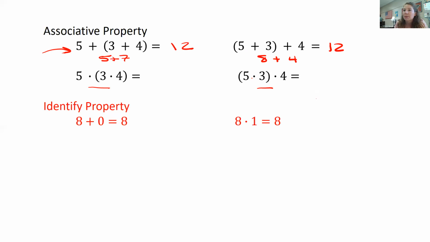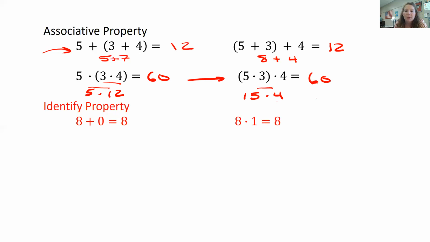Well, that's true with multiplication as well. This parentheses tells me to multiply 3 times 4 first, and I get 12. And then 12 times 5 is 60. Well, the next problem tells me to multiply 5 and 3 first, changing the grouping, not the order, and I get 15 times 4. Well, guess what 15 times 4 is? It's 60.